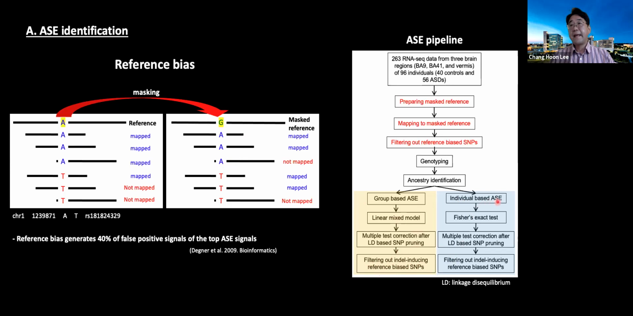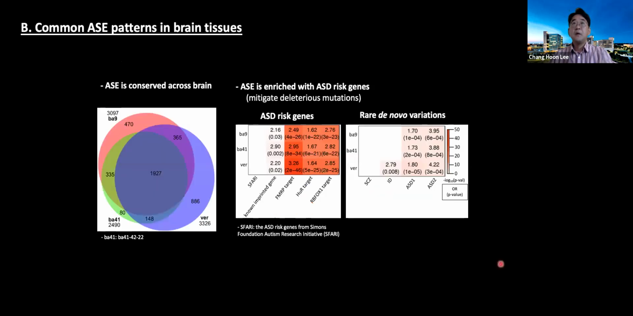Also, for the individual-based ASE study, I used the Fisher exact test, and then I followed the same procedure as well. So first, I considered what a common ASE pattern in brain tissue is. So this is the ASE alleles in BA9, BA41, and Brodmann. They are highly overlapped in general, so I believe that they are very conserved.